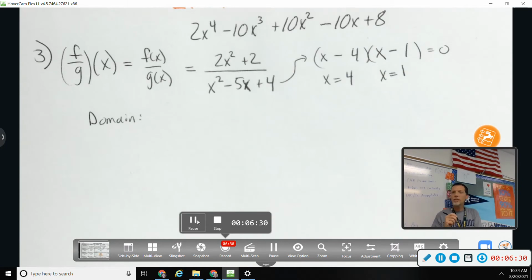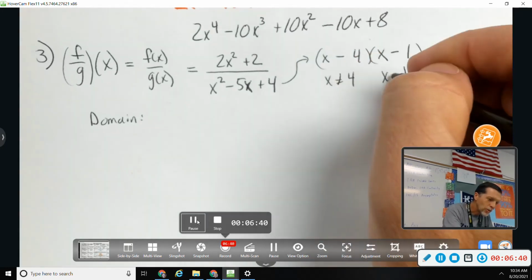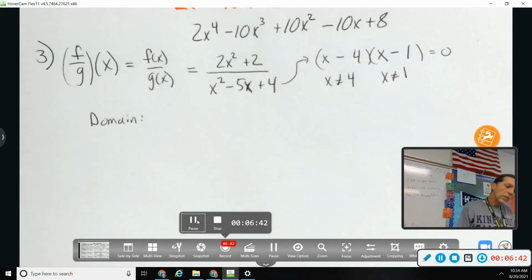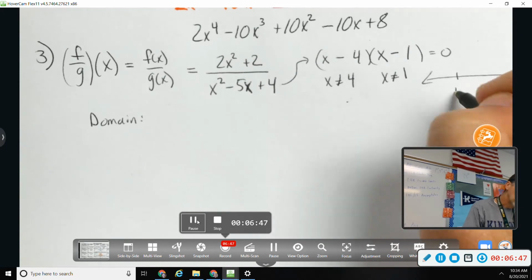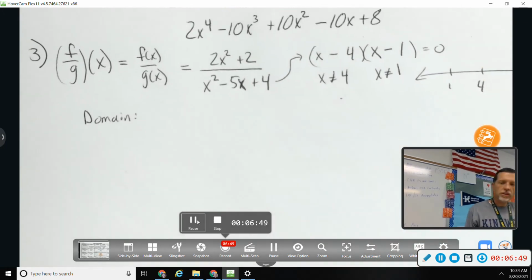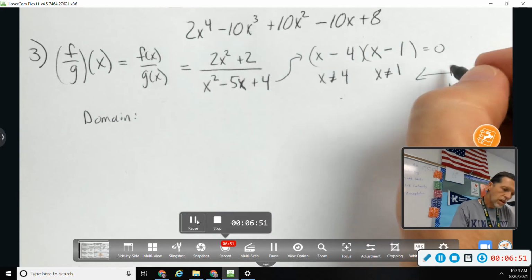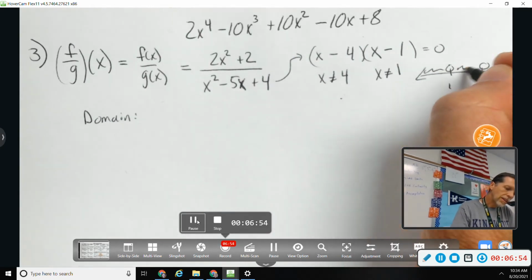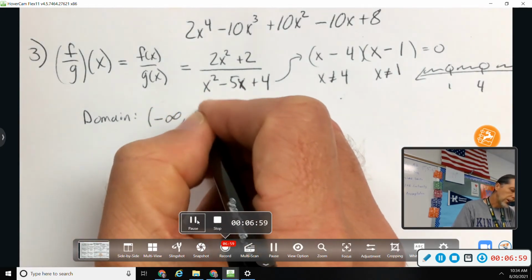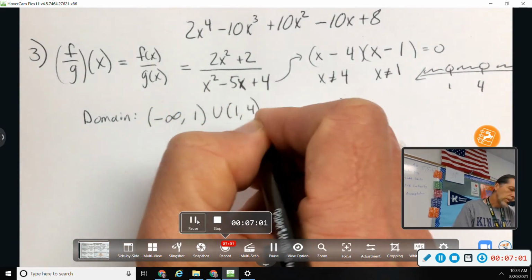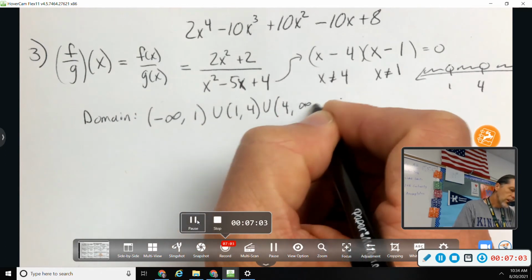So is that my domain, 1 and 4? No. In fact, that is not my domain. That is exactly opposite the domain. X can't be 1 or 4. And so some people can go from there to the interval notation. Other people want to put it on a number line just to make sure. Can't be 1, can't be 4, can be anything else. So that would be negative infinity to 1, 1 to 4, 4 to infinity.